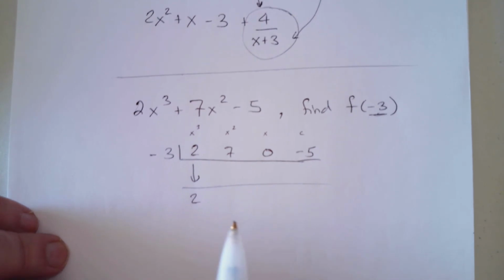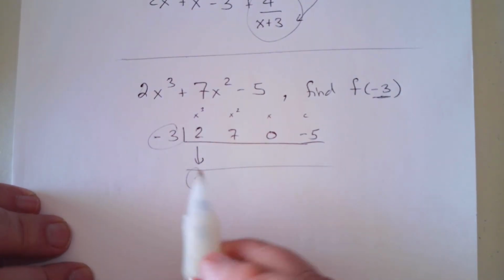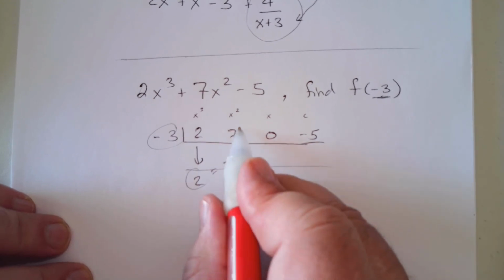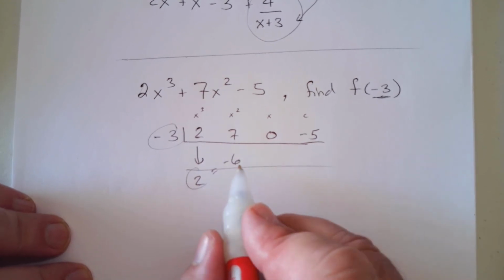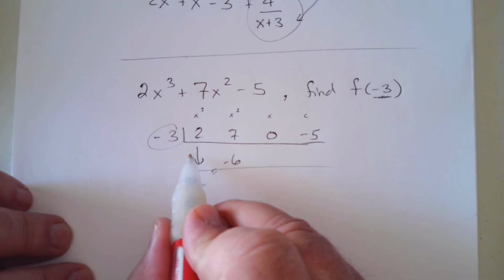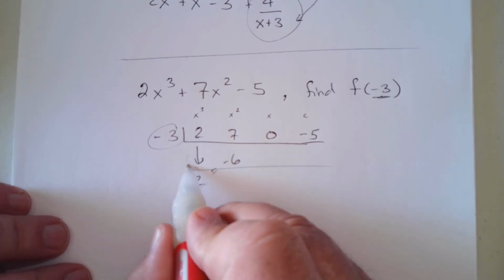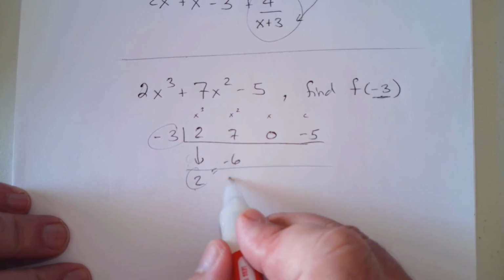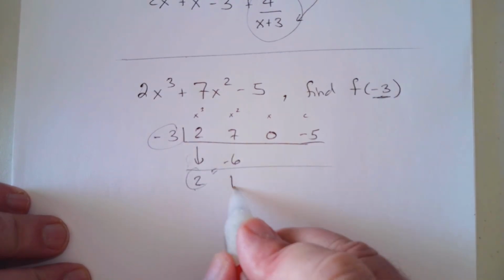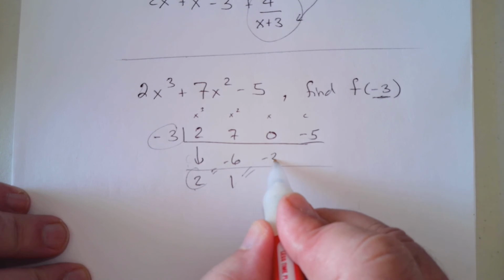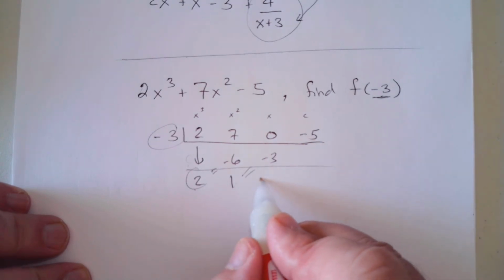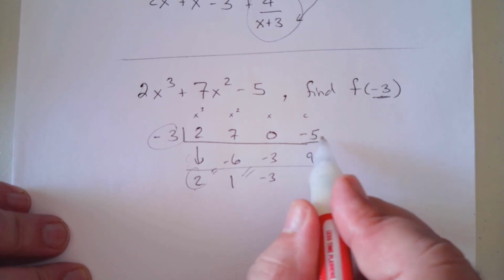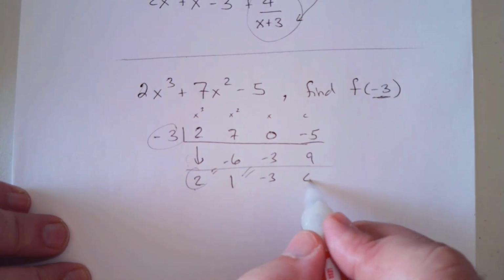Bring down the first term, multiply, you get negative 6, add straight down. Well, since there's nothing here, 2 plus 0 is 2. Multiply. 7 minus 6 is 1. Multiply. 0 minus 3 is minus 3. Multiply. Negative 5 plus 9 is 4.